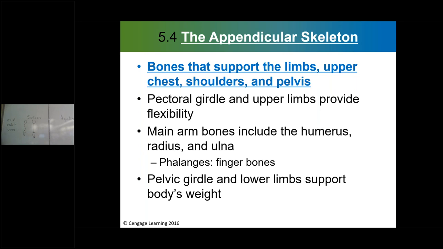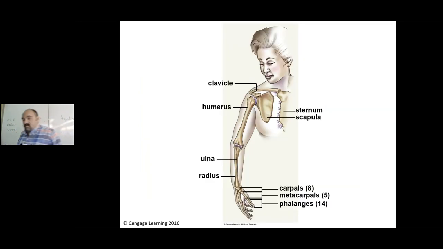The appendicular skeleton. Here we're looking at the appendages: bones that support the limbs, upper chest, shoulders, and pelvis. We have the pectoral girdle for the chest, shoulders, and upper extremity, and the pelvic girdle for the lower extremity. Here we have the pectoral girdle. You're seeing the clavicle, the scapula, and then the bones of the upper extremity: the humerus, the radius and the ulna.